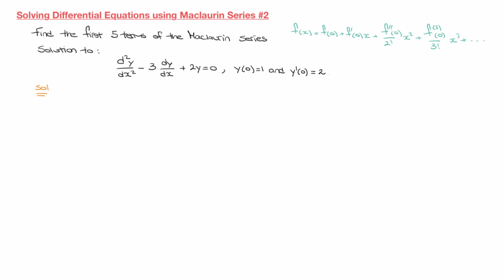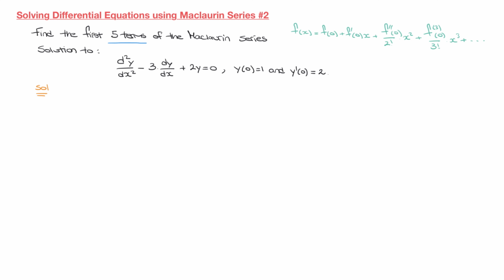Consequently, we'll need to find f of 0, f dash of 0, the second derivative evaluated at 0, the third derivative evaluated at 0, and in fact we'll also have to find the fourth derivative evaluated at 0, since we're being asked to find the first 5 terms of the Maclaurin series solution.